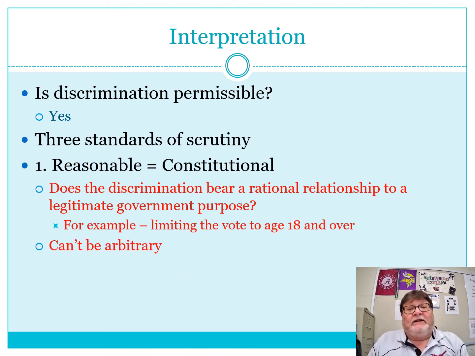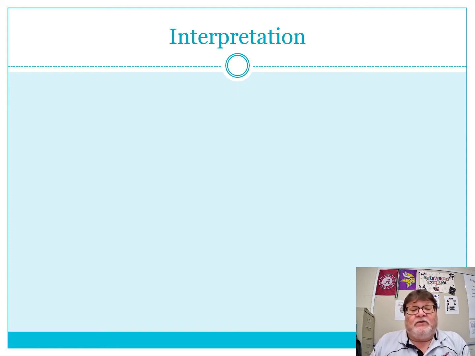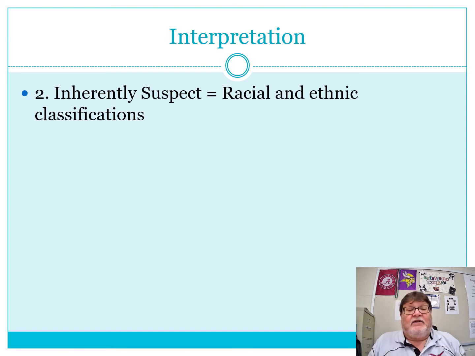The thing is, it can't be arbitrary. It can't be willy-nilly. It can't be out there. It has to have a rational relationship to a legitimate purpose. Okay, then we're going to skip to the highest level of scrutiny, then we'll do the middle one. So we just did the lowest level, now the highest level.